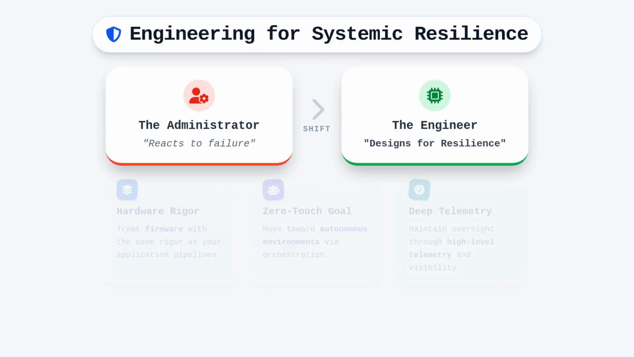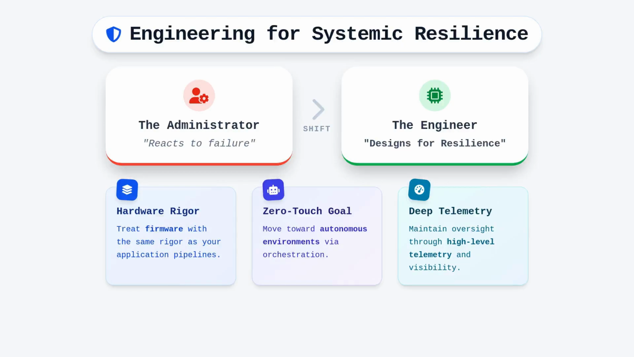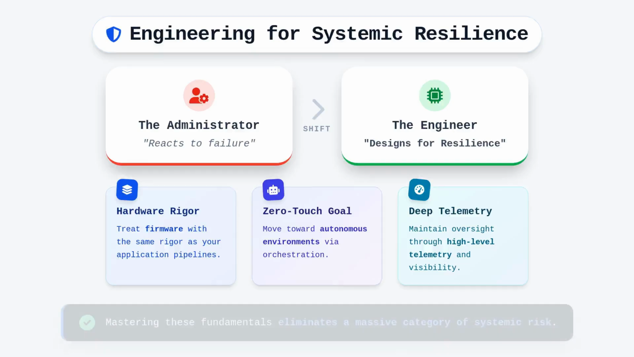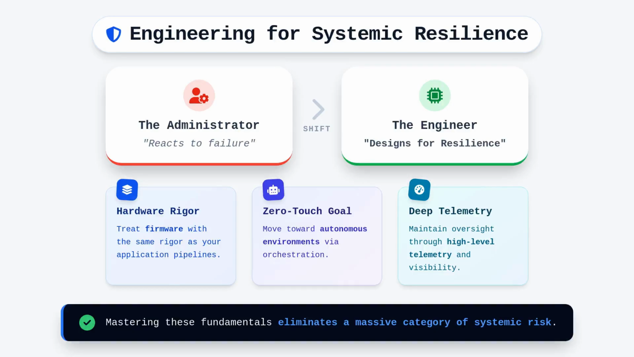As you progress, remember that firmware is the layer that enables everything else. Treat it with the same rigor you apply to your application deployment pipelines. By mastering these fundamentals, you effectively eliminate a massive category of systemic risk from your production footprint.